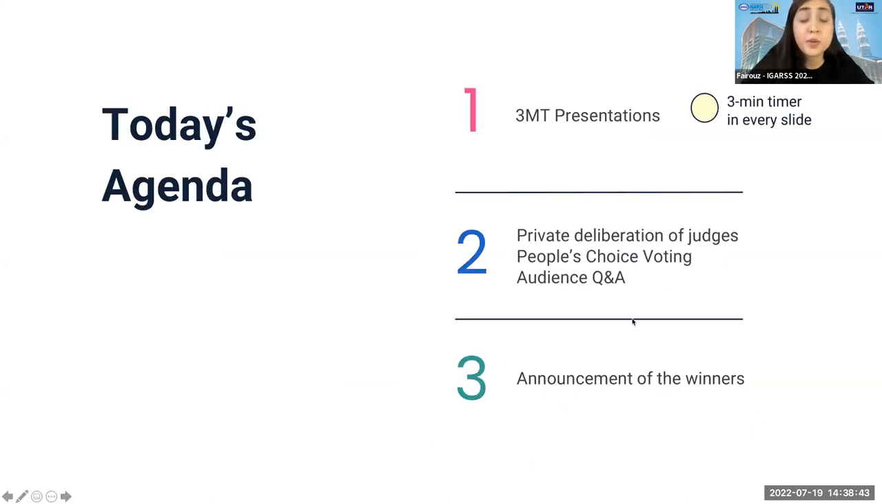Today's agenda: we will start with the 3MT presentations first, and on every slide you will see a 3-minute timer. I will activate it once the speaker starts talking. Please stay muted during all the presentations. After all presentations are over, the judging panelists will move to a private breakout room to discuss the results and select the winners. We will stay here, start the People's Choice voting, and open the floor for the audience to ask questions to the finalists. If you have any questions, please use the chat box and write the name or number of the finalist so that we know to whom the question was addressed. At the end, we will announce the winners.